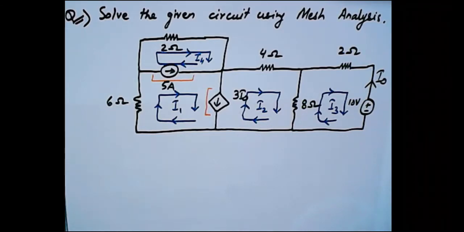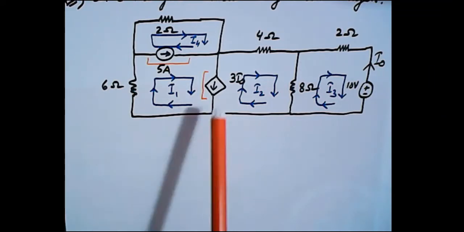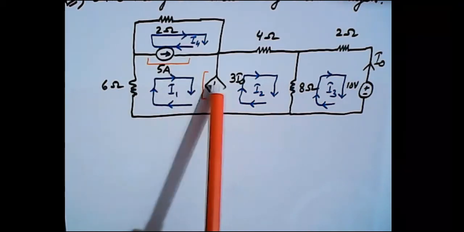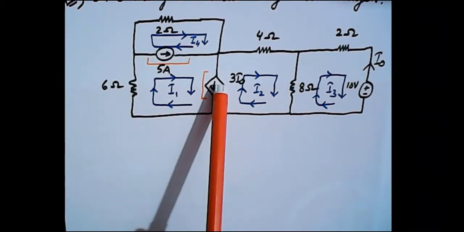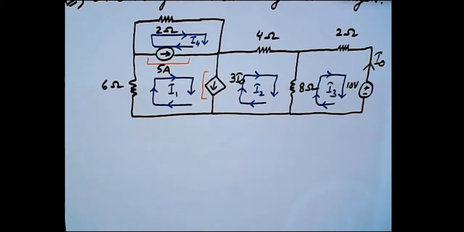So that makes 2 current sources, and both the current sources are common in more than one loop, right? When we are talking about the 5 ampere source, it is common between loop 1 and loop 4, whereas the 3 I naught source, the dependent current source, is common between loop 1 and loop 2, right? Since both the current sources are a part of more than one loop, it becomes the case of a super mesh, right? The first step, of course, here is to open circuit the current sources.